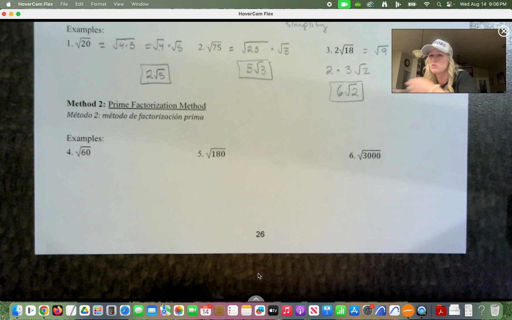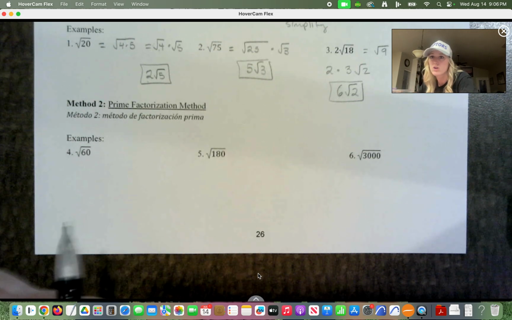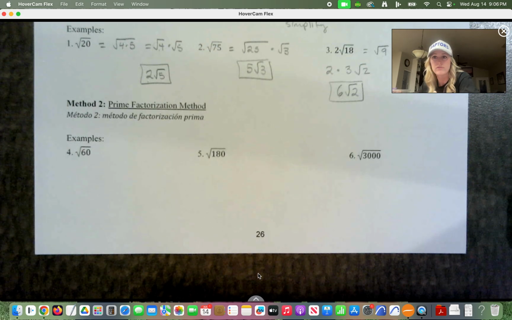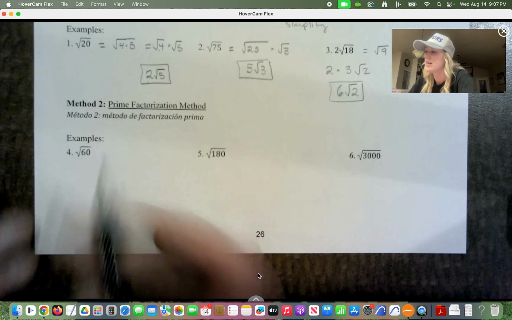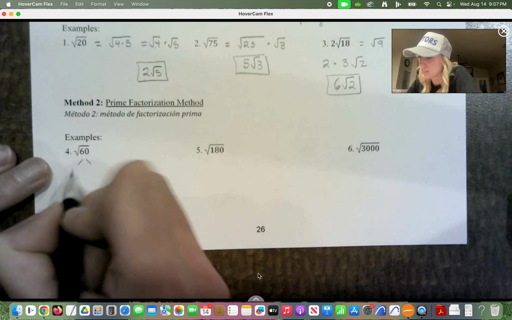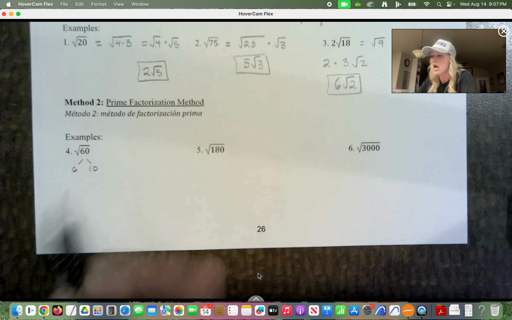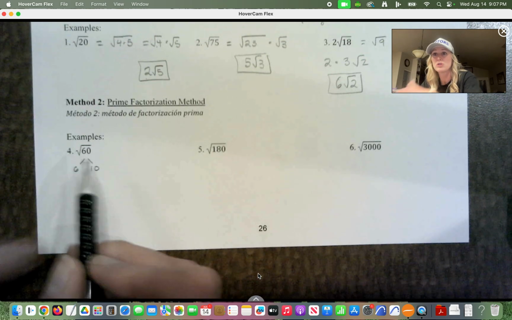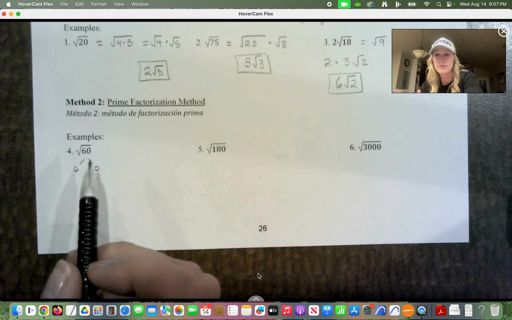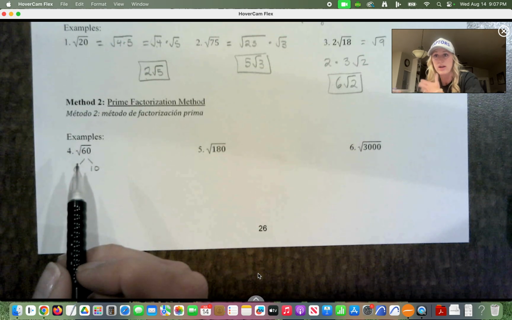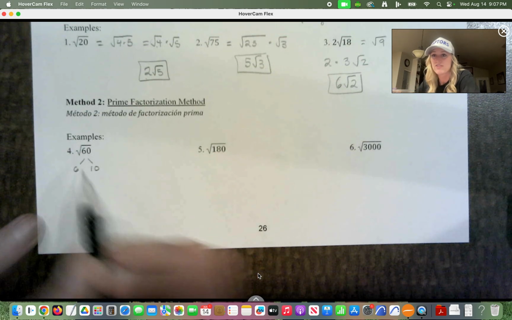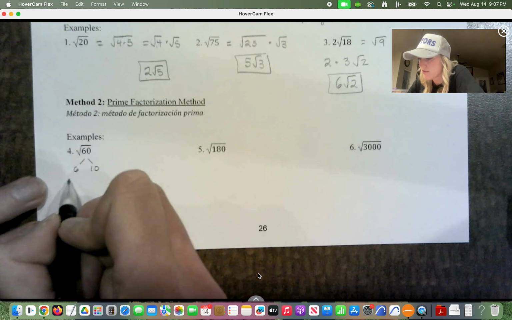Okay, so 60, the numbers that come to mind for me are 6 and 10. You could do 2 and 30. You could do 4 and 15. It doesn't matter. You can do any that you want. Now, I'm going to pick 6 and 10. Okay, so prime factorization means I'm going to break 60 down to its prime factors. Prime is a number that divides only by itself and 1. So 6 can be divided by more than that. It could be divided by 2 and 3.